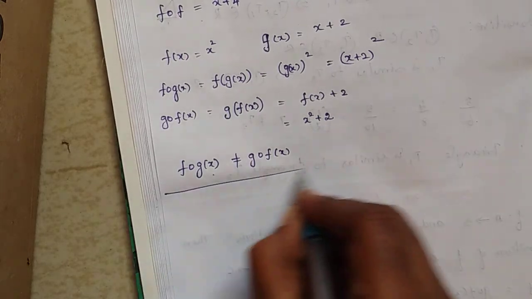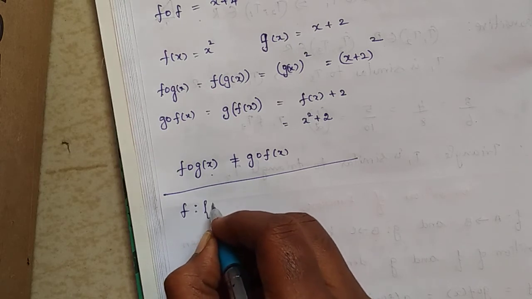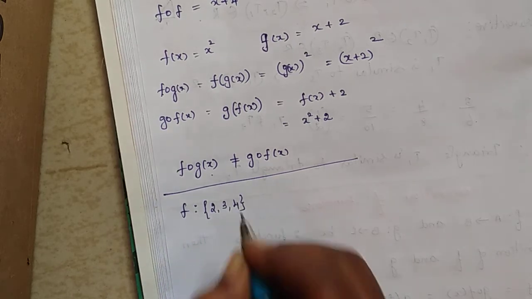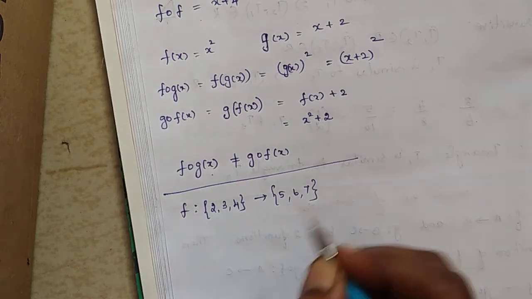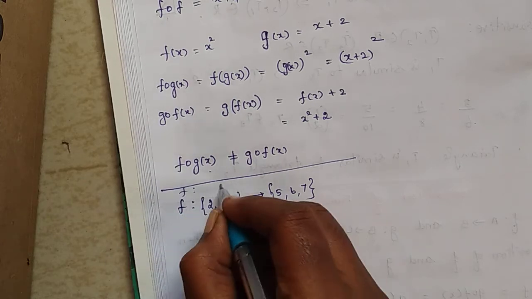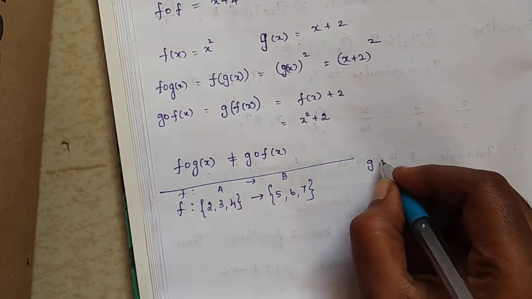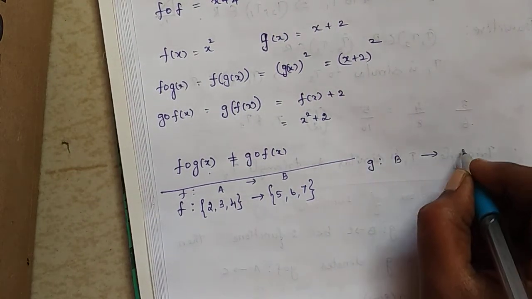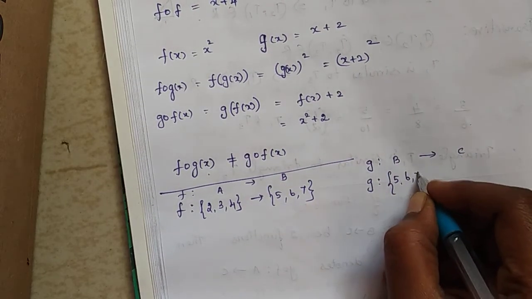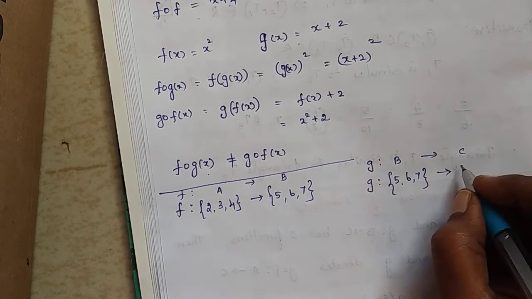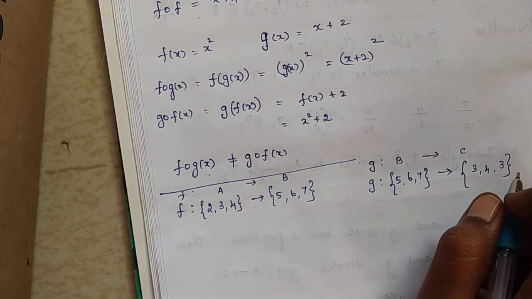Now see the next one. Let us take this as an example: f is a function from A to B, with A as 2, 3, 4 and B as 5, 6, 7. Now the same g function I have to take. G is a function from B to C. So from the same B, 5, 6, 7, that tends to C, with values 3, 4 and 3. Let us take this one.